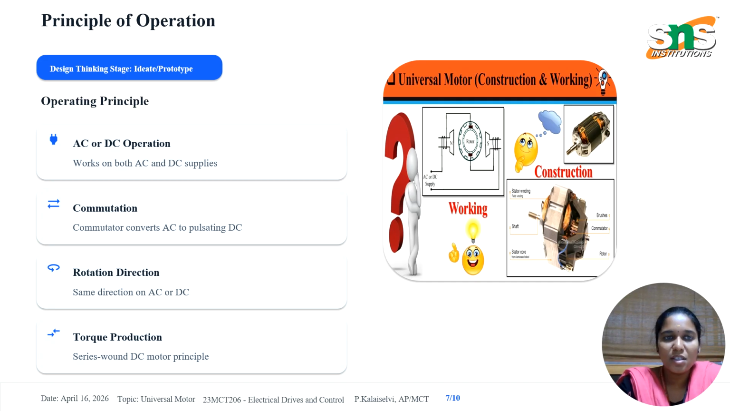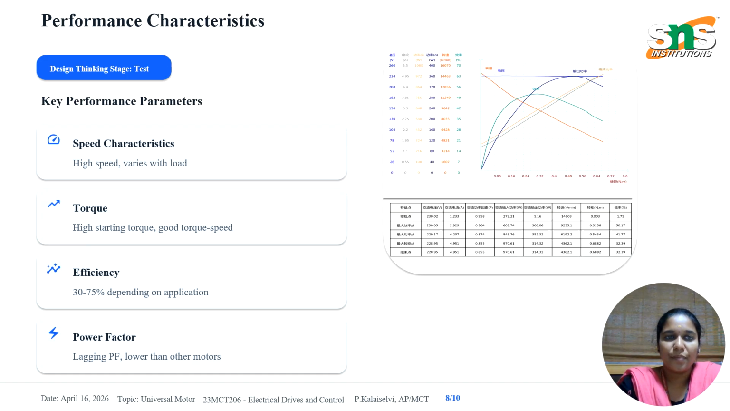The important feature of this universal motor is that when operating on AC supply, both the field current and the armature current reverse simultaneously. Hence, the direction of the torque remains the same. Therefore, the motor rotates in the same direction for both AC and DC supply.